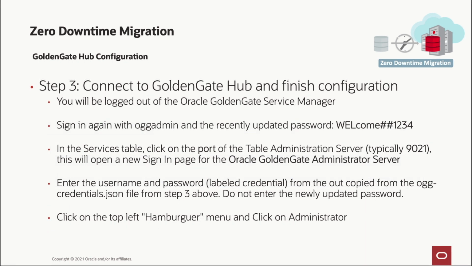Now, this might look like a repeated slide, but it's not. Bear with me. Again, you will be logged out of the Oracle Golden Gate Service Manager. Please sign in again with the OGG admin and the password that you used. But now in the services table, click on the port of the administration server, which is now normally 9021. So you see, it's different, right? Then it will open a new sign-in page, and again, use the username and password from the OGG credential JSON file. Now, do not enter the newly updated password. It's really important. Now go and click on the left hamburger menu as before, and click on Administrator.